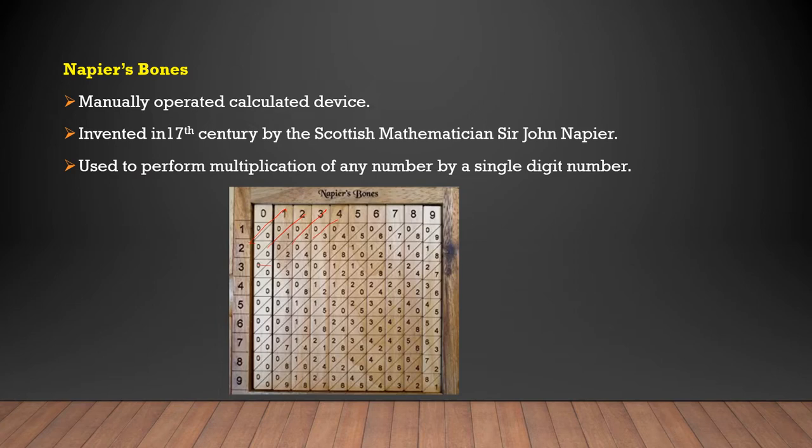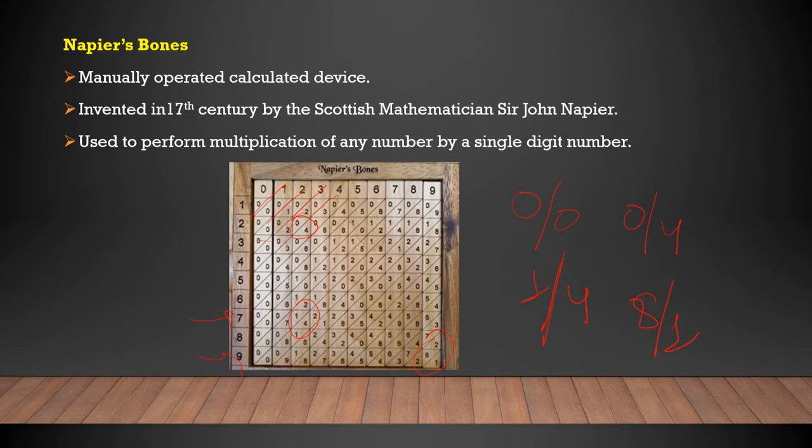Now let me show you an example. Suppose 1 into 0, it's 0, so they are showing it as 0 by 0. 2 into 2, 4, so that means 0, 4. Let me take this 7. 7 into 2, 14. This 14, they are representing as 1 by 4, the diagonal way. 9 into 9, 81, so 8, 1. So that's the way they have represented, that's Napier's bones.